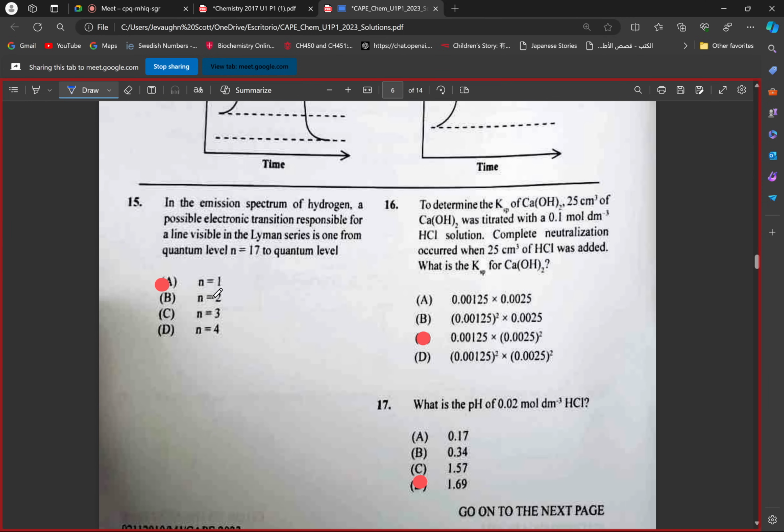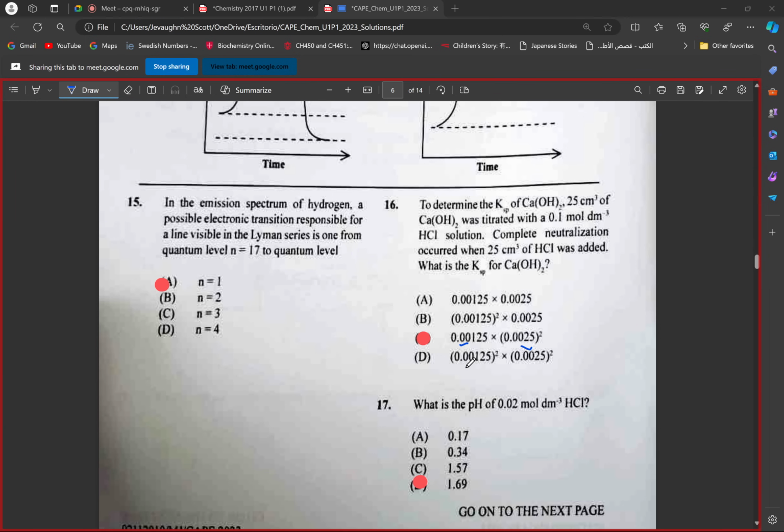Right, this is a repeat question to determine the Ksp of calcium hydroxide. Since there's going to be one calcium and two hydroxides, we're going to have the calcium concentration times the hydroxide concentration to the power of its stoichiometric coefficient. Lovely. All right.